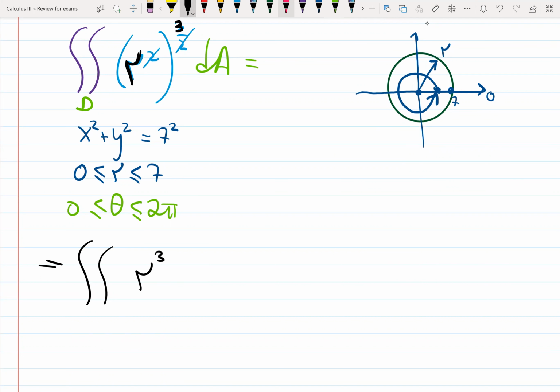And dA is now, guess what? Who wants to say? R dr d theta. So polar has to have the r dr d theta. The moment you see the dr d theta, your memory should tell you, wait, I forgot the pirate thing Julia told me. So then you add r with it: r dr d theta.